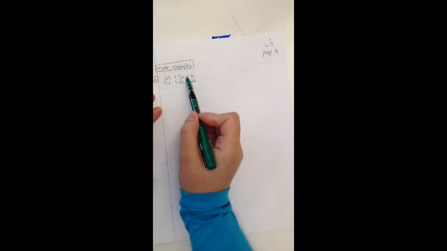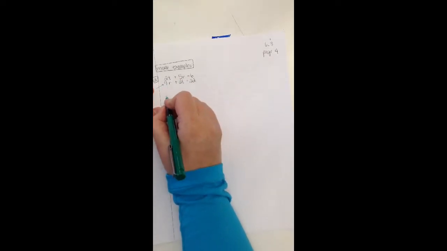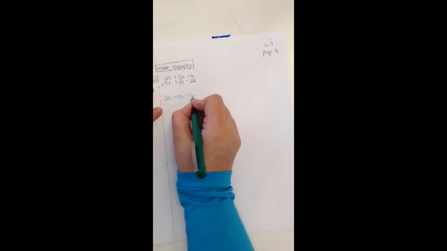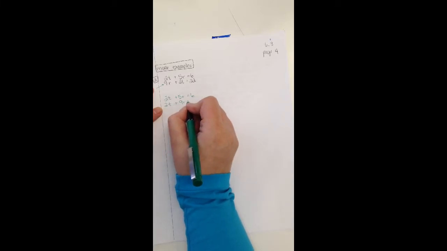So, first thing I have to do, rearrange some of these things. Over here I have T and R, and then I have R and T. That doesn't match up. I'm going to rearrange the second one. So I'm going to leave the first one as 2T plus 5R equals 6. And I'm going to write the second one as 2T plus 9R equals 22.